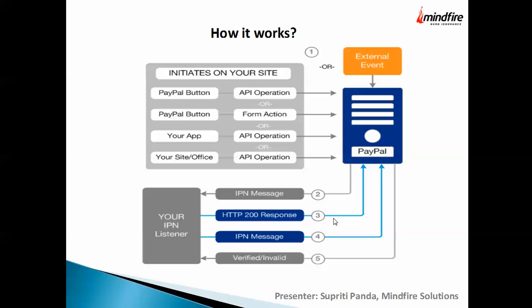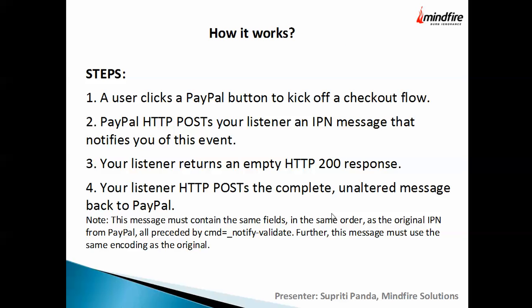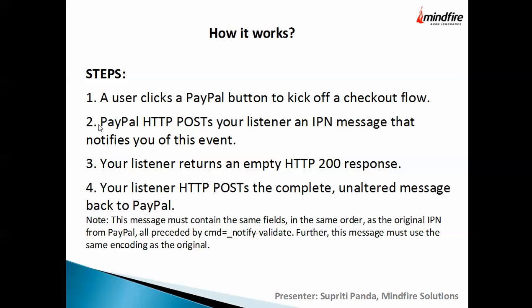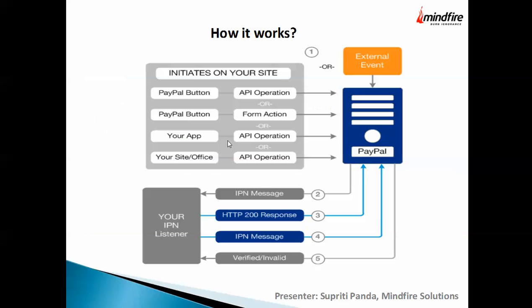Okay, so let's see, these are the same steps I have shown here. The first step, a user clicks on a PayPal button to kick off a checkout flow. That is the first option here. Then the second step is PayPal HTTP posts your listener an IPN message that notifies you of this event. So some event or transaction happens on PayPal, and PayPal will notify you with a post IPN message to your listener.